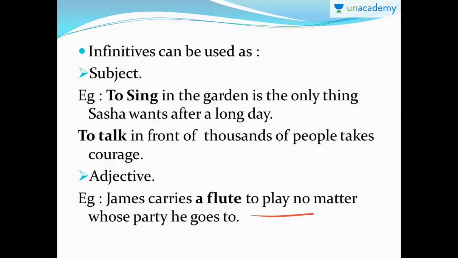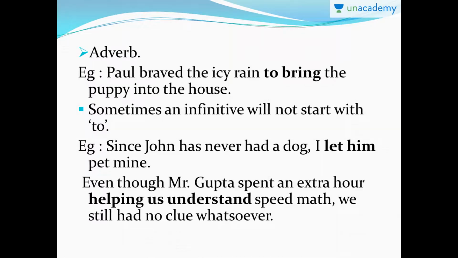James being the subject, carry is the verb, a flute is the object. In this sentence it acts as a noun. Since to play is about the flute, it is describing the noun. So to play, which is an infinitive, acts as an adjective in this particular sentence. Okay, now when it acts as an adverb. We saw when it acts as a subject, when it acts as an adjective, and now as an adverb.